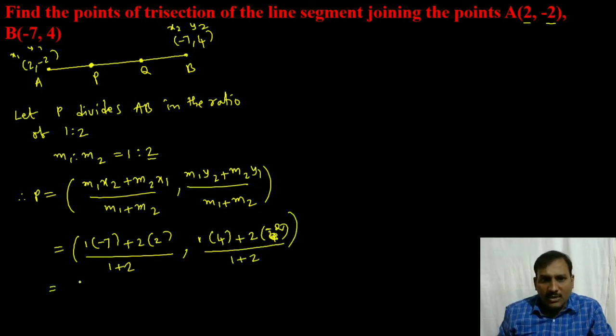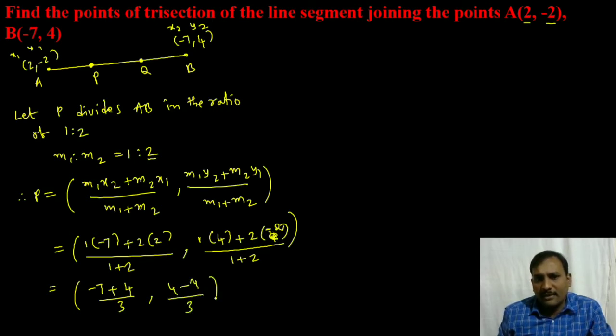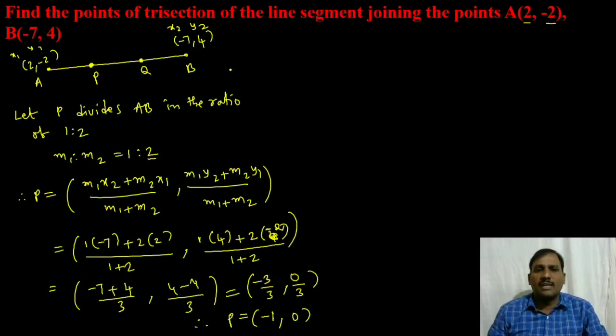So that is equal to (1 into -7, -7 plus 2 2s are 4) by 3, comma, (1 4s are 4 plus 2 into -2, -4) by 3. So that is equal to (-7 plus 4, -3) by 3, comma, (4 minus 4 is 0) by 3. Therefore, -3 by 3 is -1, 0 by 3 is 0. Therefore, P is equal to (-1, 0).